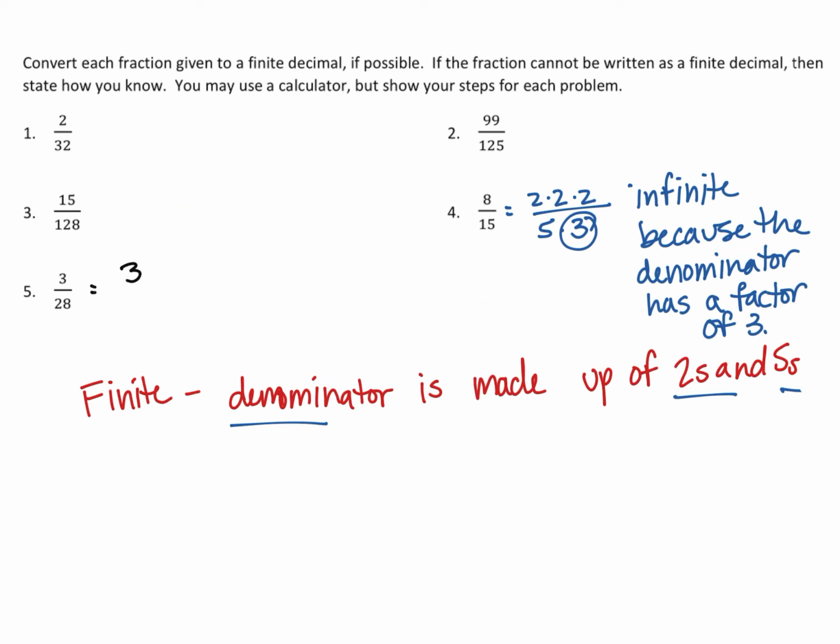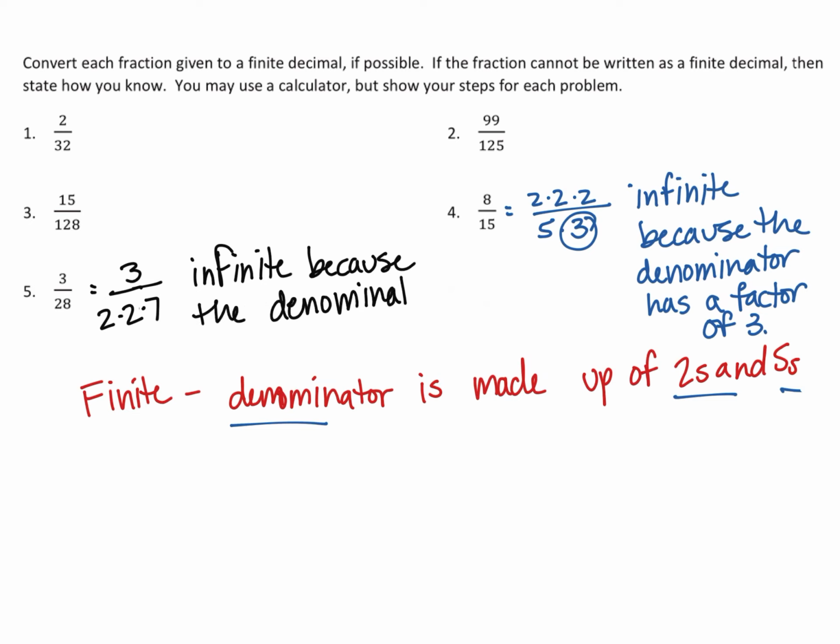In number 5, we have 3 and 28 can be broken down into 4 times 7. 4 can be rewritten as 2 times 2. But this one is also infinite because the denominator contains other factors besides 2's and 5's.